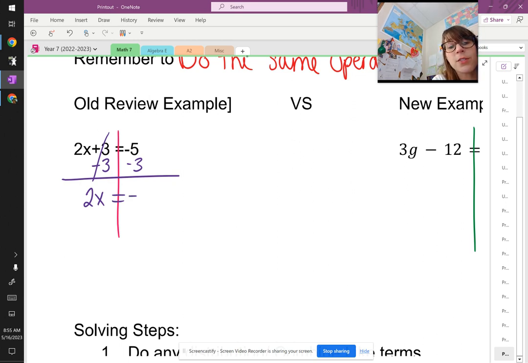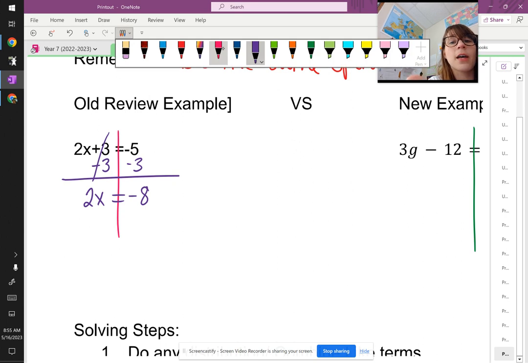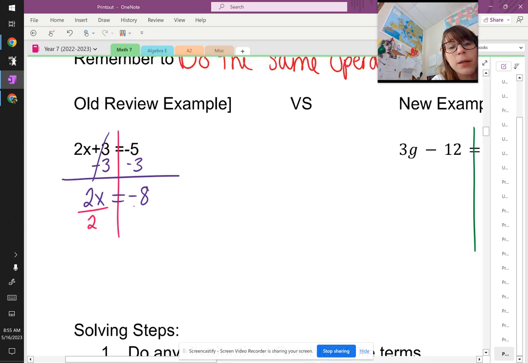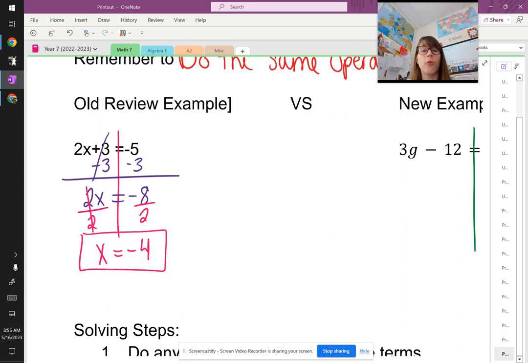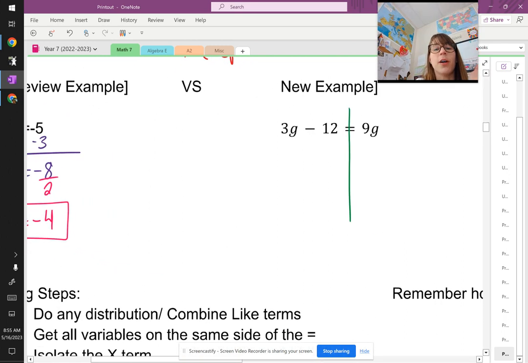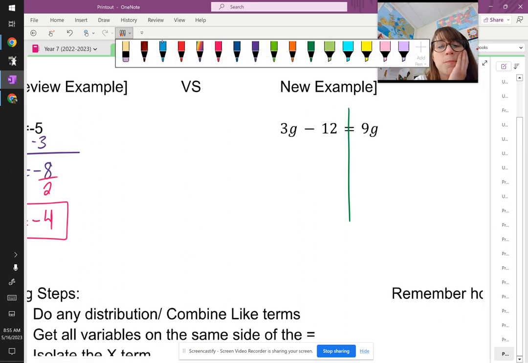Negative 5 minus 3 is a negative 8. Last but not least, x is being multiplied by 2, so the inverse of multiplication is dividing. So I'm going to divide both sides by 2 to get that to turn into a 1. Negative 8 divided by 2 is negative 4. So x equals negative 4. Hopefully that was not too brand new for you.